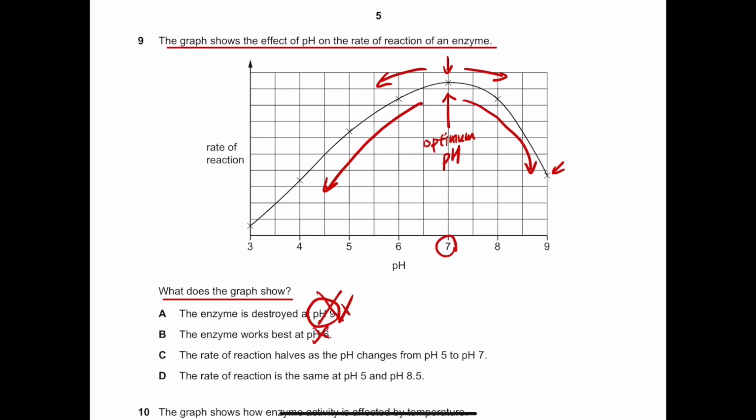The rate of reaction halves as the pH changes from 5 to 7. 5 to 7? Nope, it's actually increasing. Not in half, but a little bit less than half, I guess. So it's not the right answer. D must be the answer. The rate of reaction is the same at pH 5 and pH 8.5. So 8.5 is here. No, actually it's here.